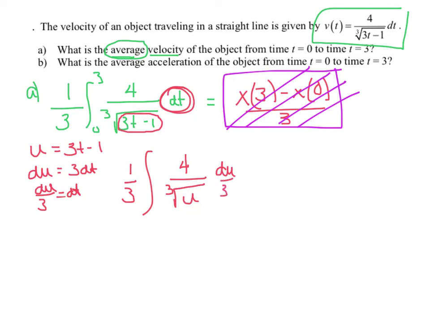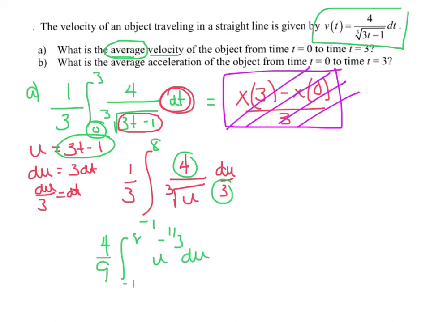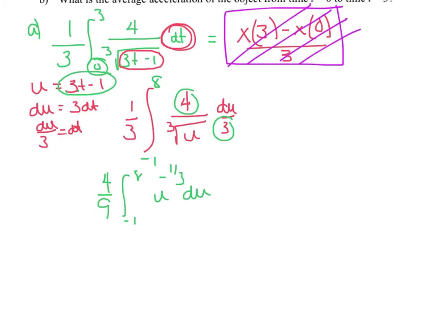All right, so let's go get those bounds. If I plug 0 into my u, 3 times 0 is 0, minus 1 is negative 1. If I plug 3 in, 9 minus 1 is 8. Okay, I can pull out this 4 over 3 out front, which is going to give me a 4/3 times 1/3, which is 4/9. And I'm integrating from negative 1 to 8, the u to the negative 1/3. All right, just brought that upstairs. All right, so let's go ahead and integrate.